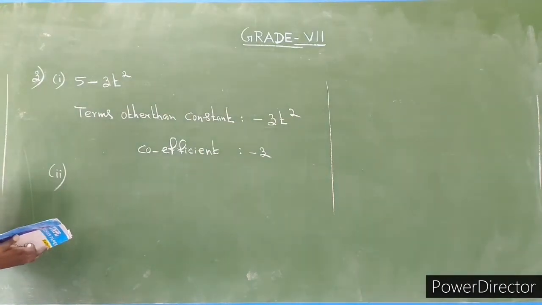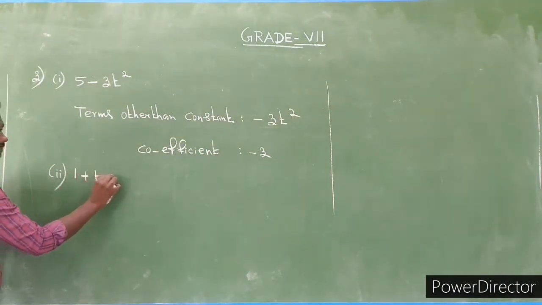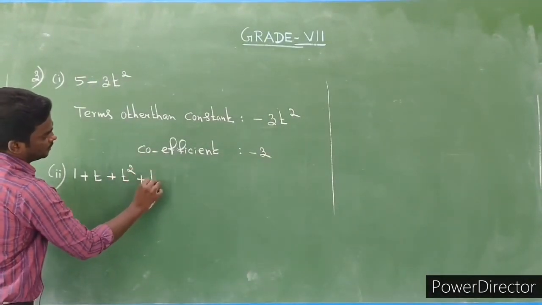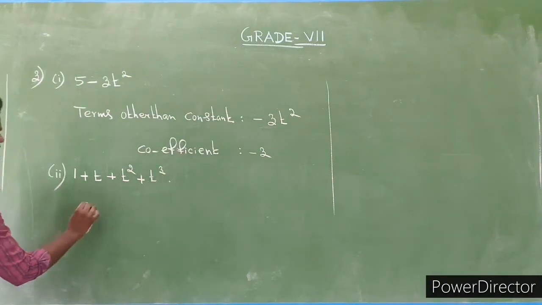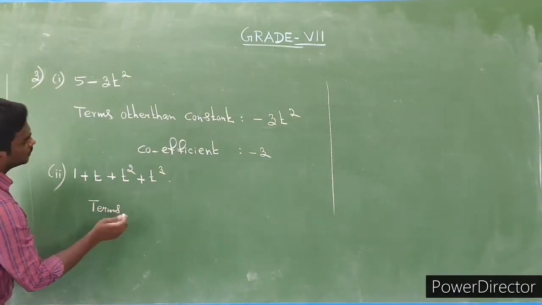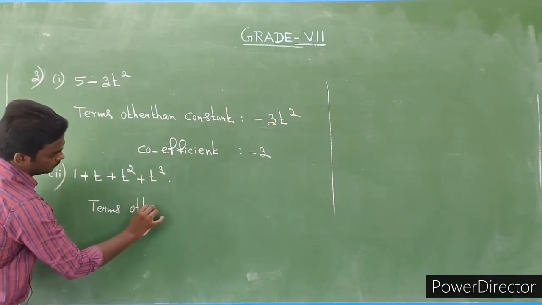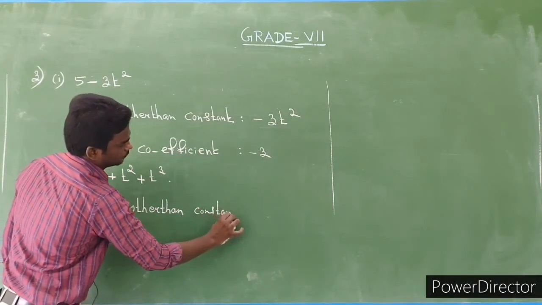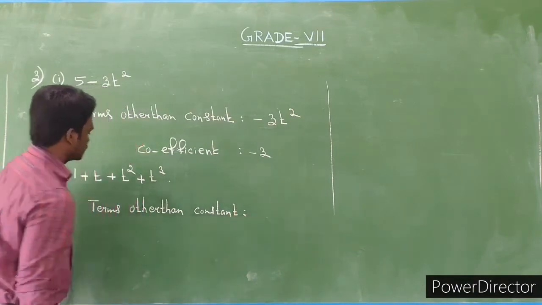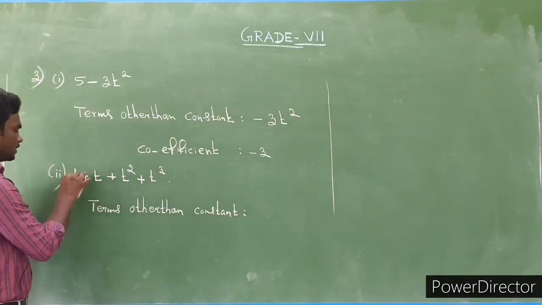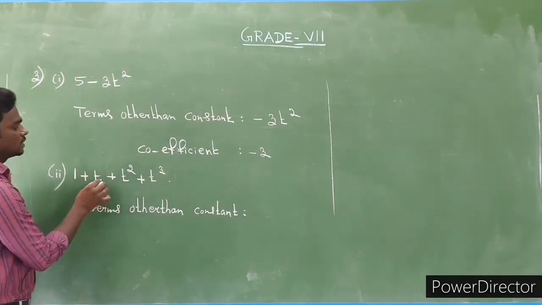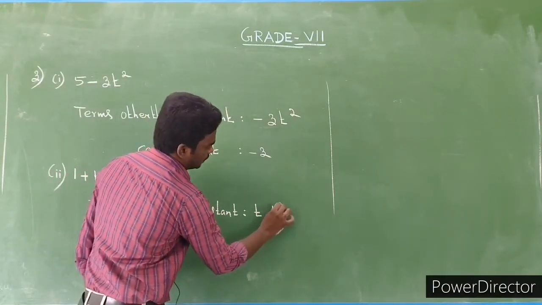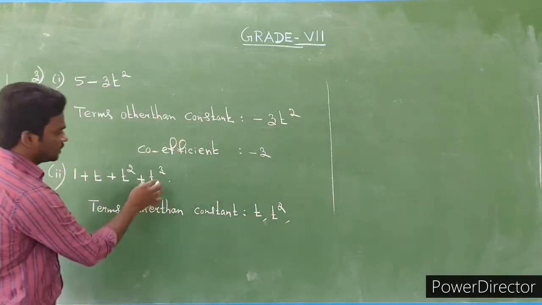Next, our second one. Second question is 1 plus t plus t square plus t cube. Solution, terms other than constant. 1 is a constant term, so we leave the value 1. So the terms other than constant: t is the first term, the second term is t square, and the third term is t cube.